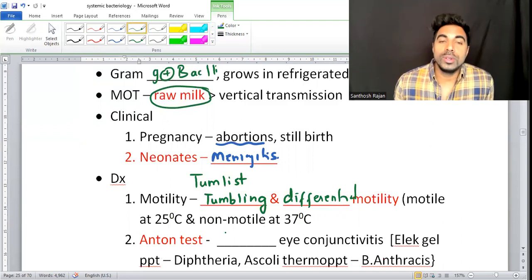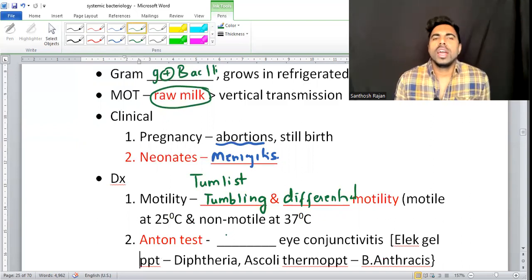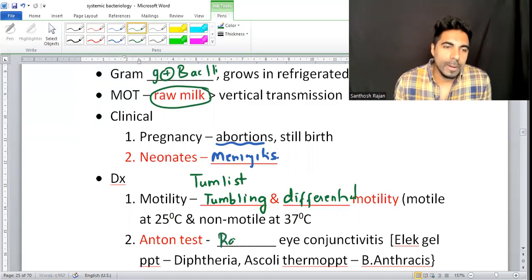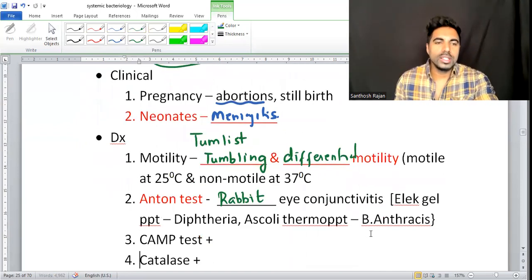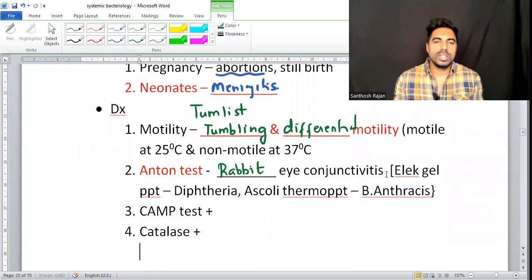Anton test. What is the Anton test? Like you have so many tests, no? Like the Schick test, we had the Elek gel precipitation test, and now we have the Ascoli thermal precipitation test. So the Anton test is basically rabbit eye. In the rabbit's eye, you'll get conjunctivitis. That's it. It's basically rabbit eye conjunctivitis.